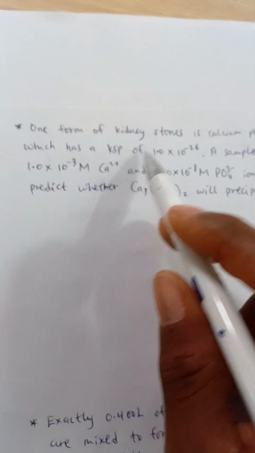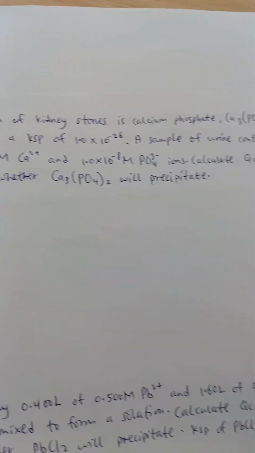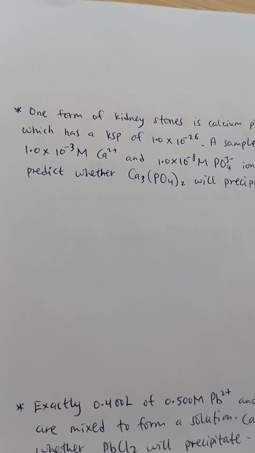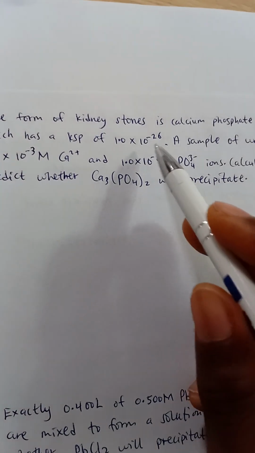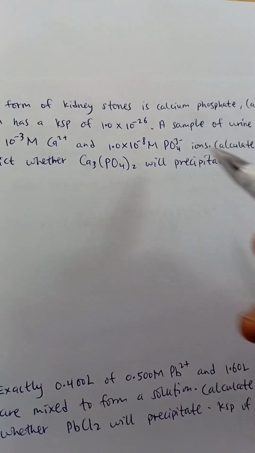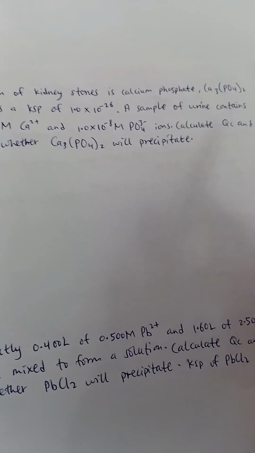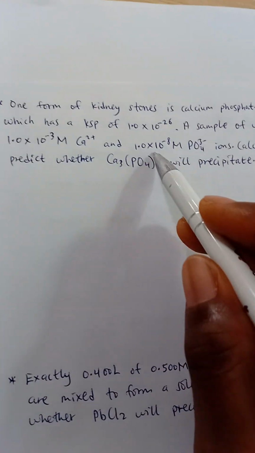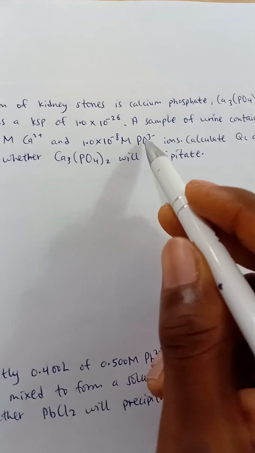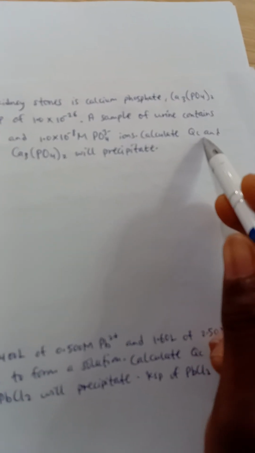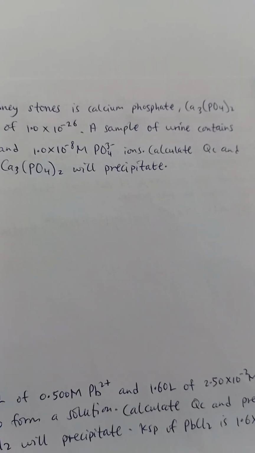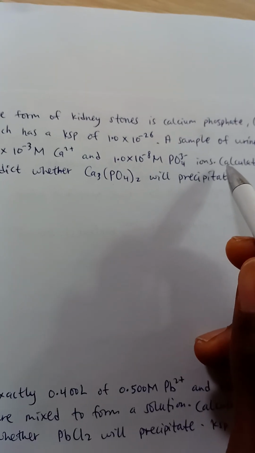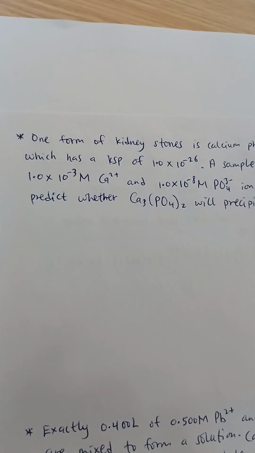So let's see. One form of kidney stones is calcium phosphate, which has a KSP of this. Okay, an example of urine contains this concentration of calcium ions and this concentration of PO4 phosphate ions. Calculate the ionic product or reaction quotient and predict whether the calcium phosphate will precipitate or not. Okay, so this is what we have to do.